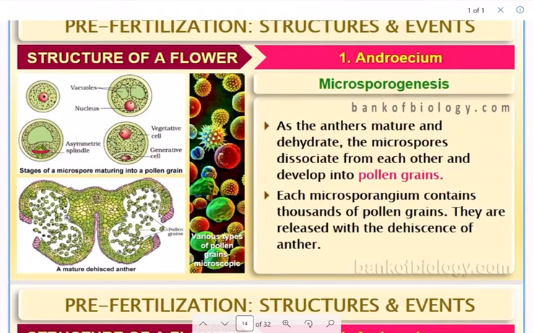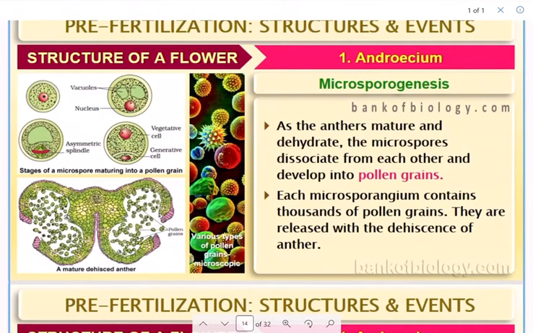Now each microsporangium contains thousands of pollen grains like this, and they are released with the dehiscence of the anther. You can see here in the picture. So basically the pollen grain is formed, it has got vacuoles, it has got a nucleus, and further it divides into two cells. One is called vegetative cell, another is called generative cell. So these are the stages of microspore maturing into pollen grain.